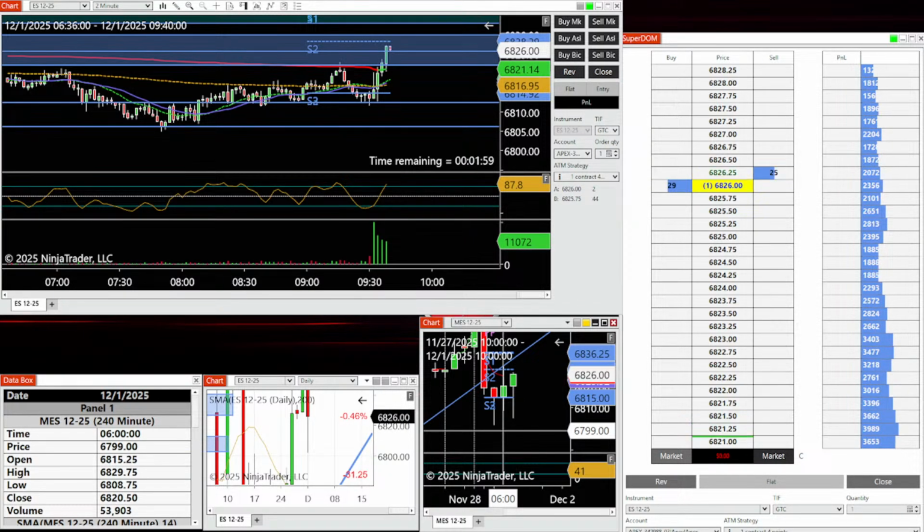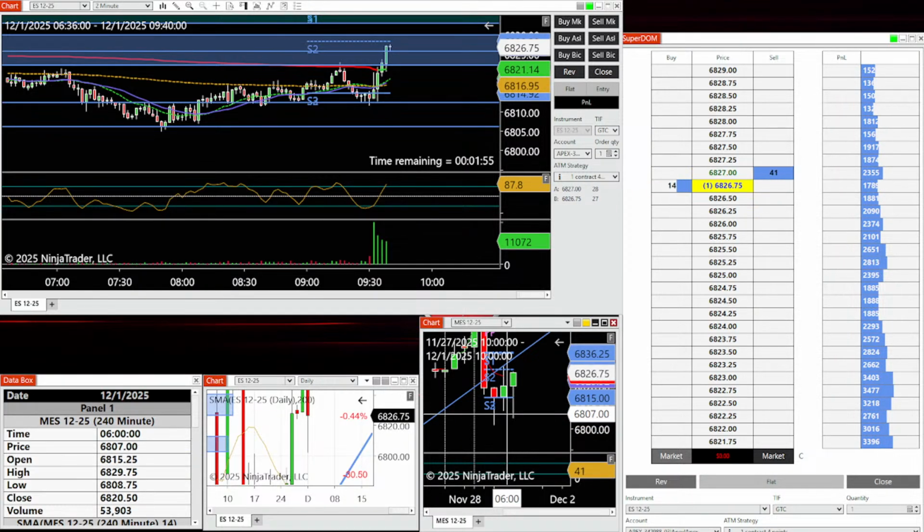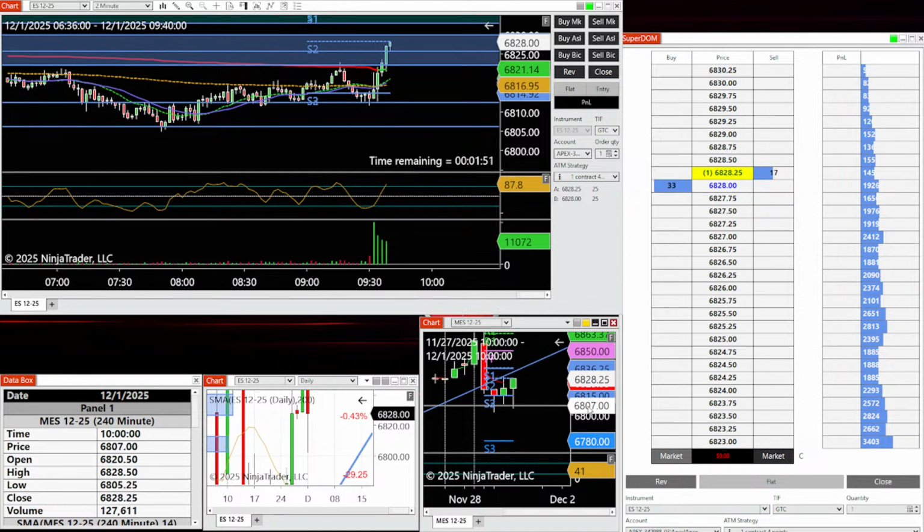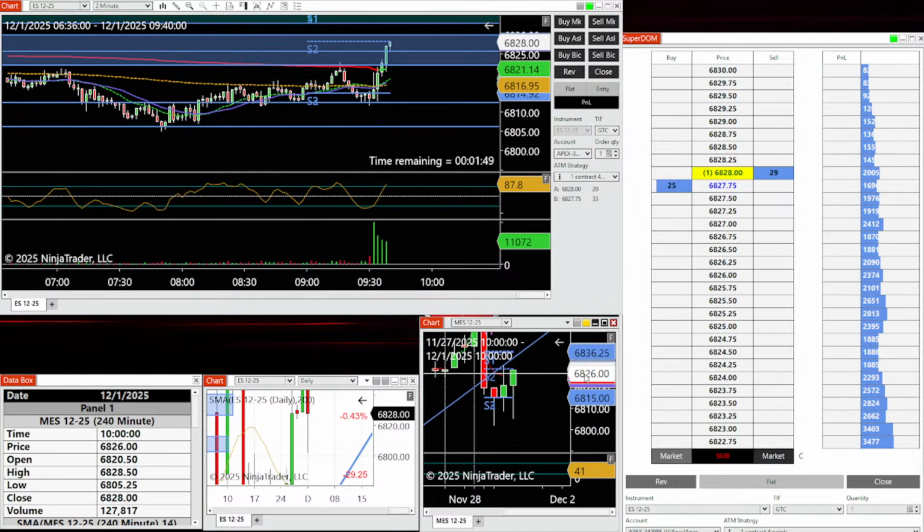So I'm not taking any shorts because it's been down. This could be a squeeze. Take these orders here and squeeze them out. So I'm not taking any shorts here.